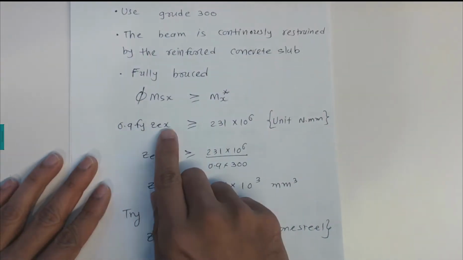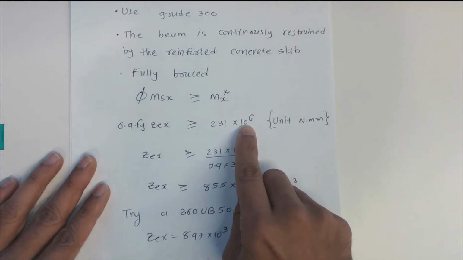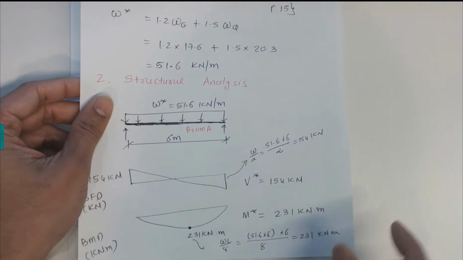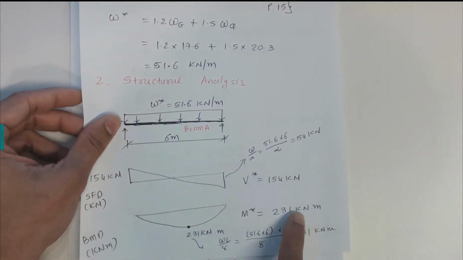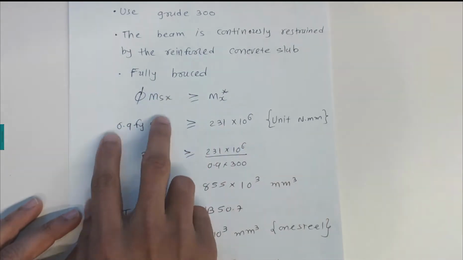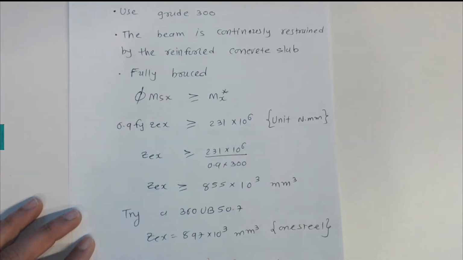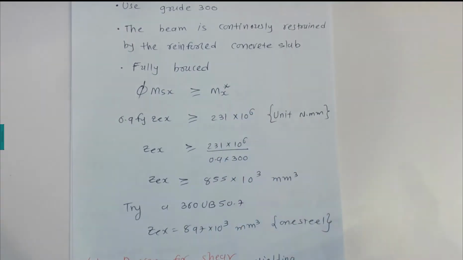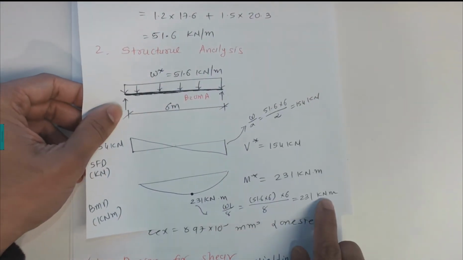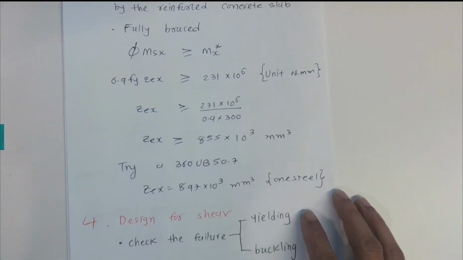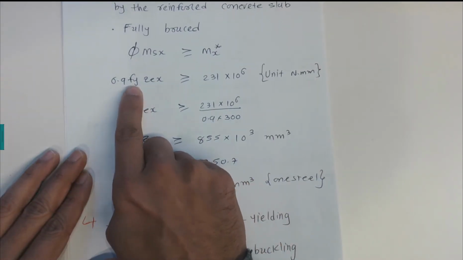Now, this 213 times 10 to the power 6 is what we calculated from the structure analysis. As I mentioned, this is the M star, 213 kilonewton meters. This design capacity must always be greater than what we obtain from the bending moments. I converted the unit by multiplying by 10 to the power 6 because the unit was kilonewton meters, so we multiply by 1000 twice to convert into newton millimeters. And we have 0.9 Fy ZE.